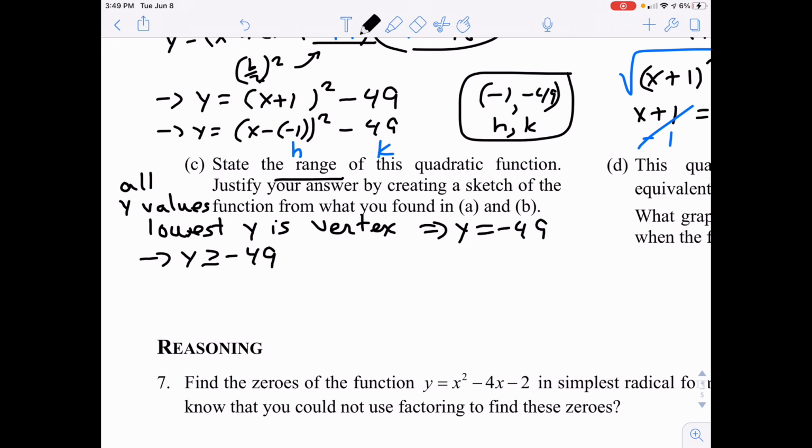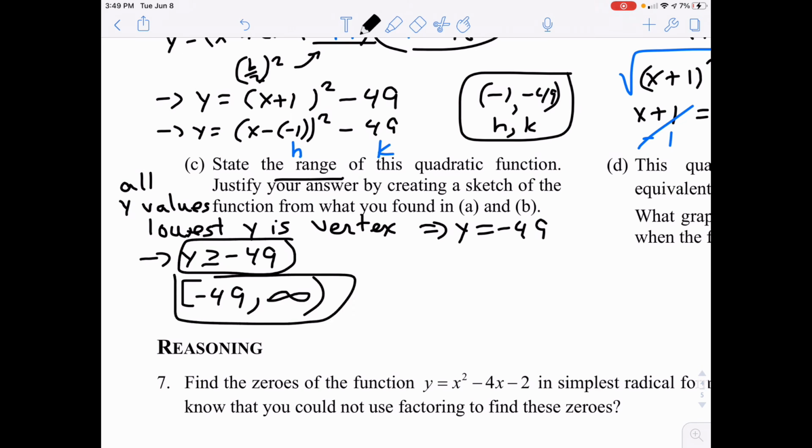Now we'd write that in bracket notation of negative 49. The bracket tells you you can include negative 49 to all numbers greater than that, which would be infinity. Right? You could write it like this: all numbers greater than or equal to negative 49, or you could write it like this.